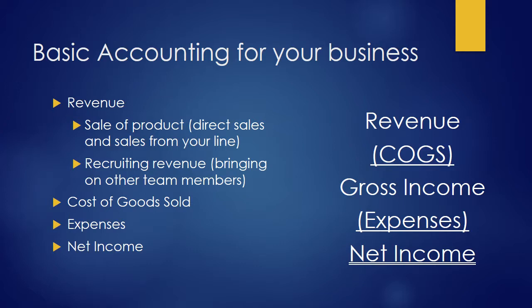So I made a little formula over here. You have revenue minus your cost of goods sold. It's generally referred to as COGS in the accounting world. So you're going to have your COGS. It's going to take out and get you to gross income. That's going to be your gross income number. So it's going to take your revenue minus your COGS, gross income. Then you deduct your expenses, and then that gets you down to net income.